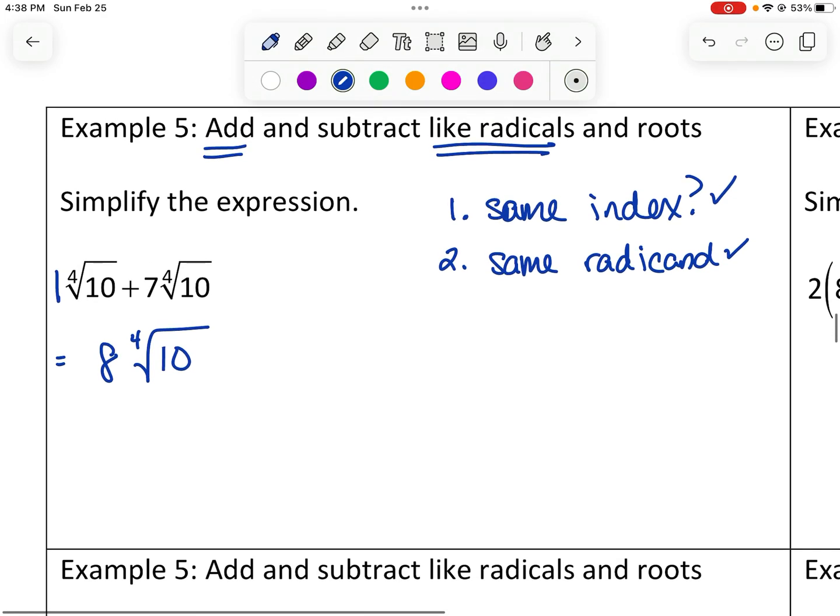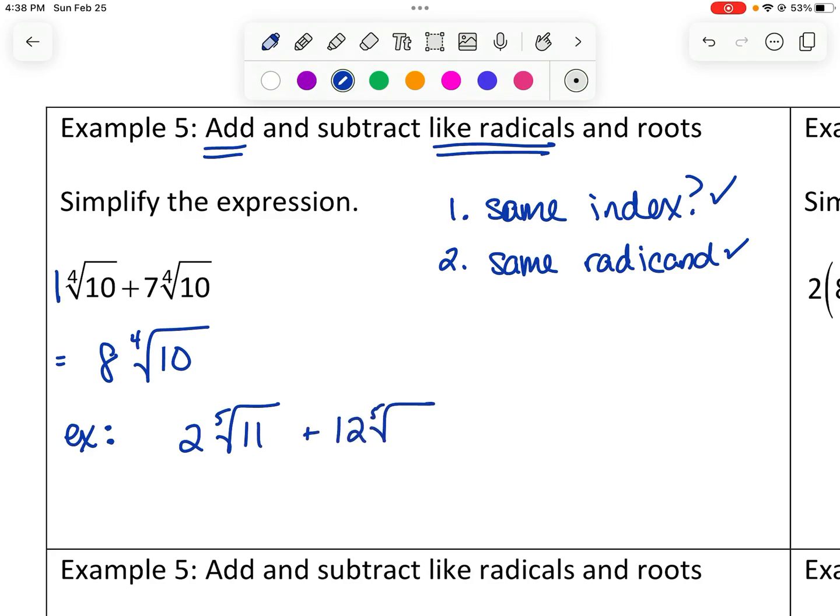Now go ahead and, what if I had 2 5th root of 11 plus 12 5th root of 11? We have the same index of 5, we have the same radicand, so they are like radicals and we can combine them. So 2 plus 12 gets me 14 5th root of 11. So the index and the radicand do not change, just the coefficients change when we do this.